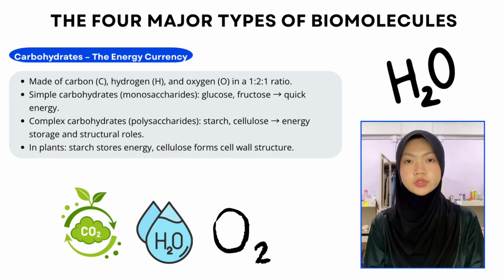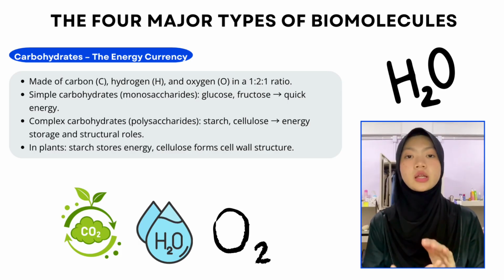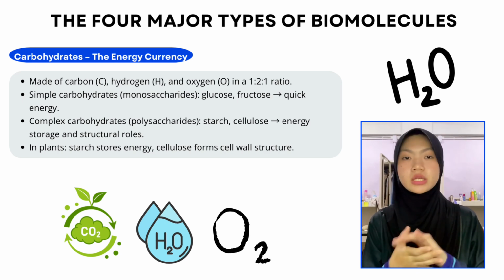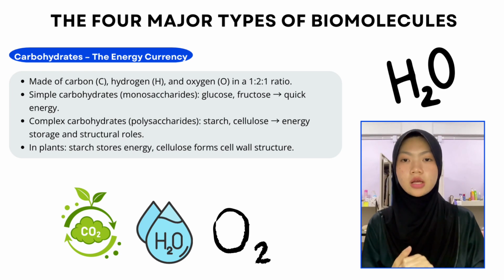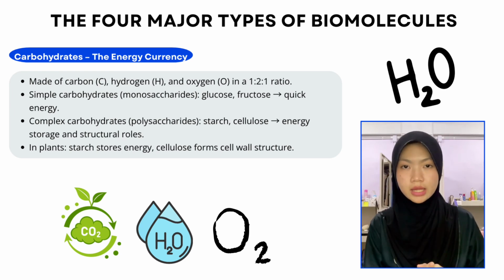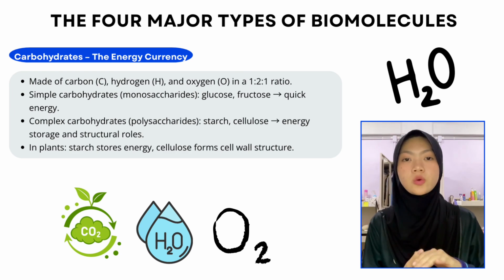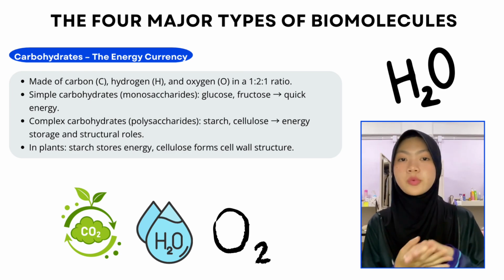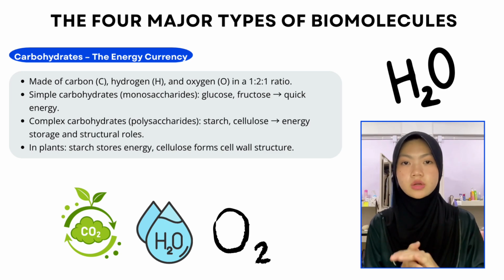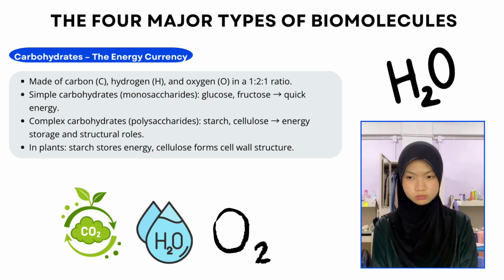The four major types of biomolecules. Carbohydrates, the energy currency, are made of C carbon, H hydrogen, and O oxygen in a 1:1 ratio. Simple carbohydrates, monosaccharides such as glucose and fructose, give quick energy. Complex carbohydrates, polysaccharides such as starch and cellulose, are for energy storage and structural roles. In plants, starch is for energy storage, and cellulose forms the cell wall structure.